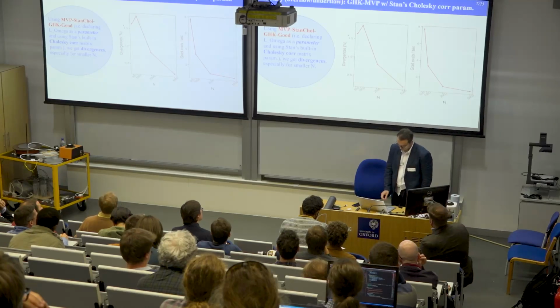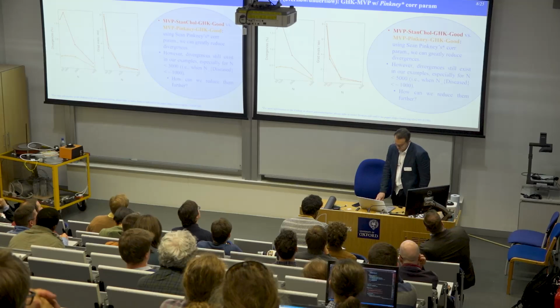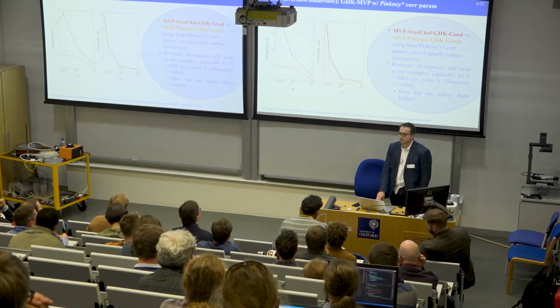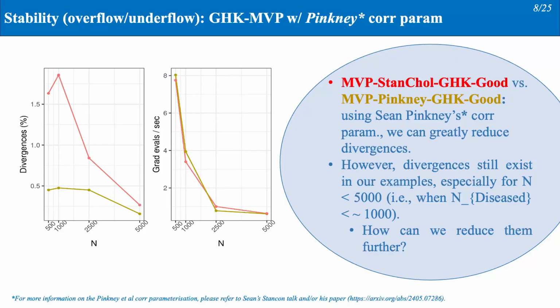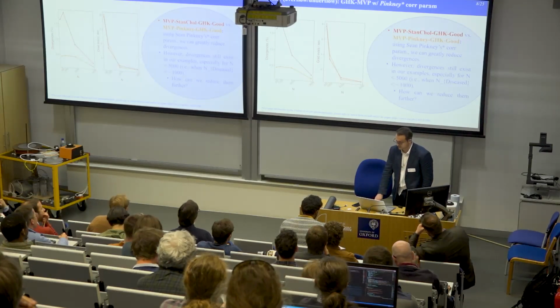So using Sean's parameterization, which he talked about this morning, it greatly improves that issue, especially for larger n, and pretty much goes to 0, but then there's still some divergences, and that's just, again, because of the latent class aspect. If it wasn't latent class, it wouldn't really be an issue in this case, unless n was really small.